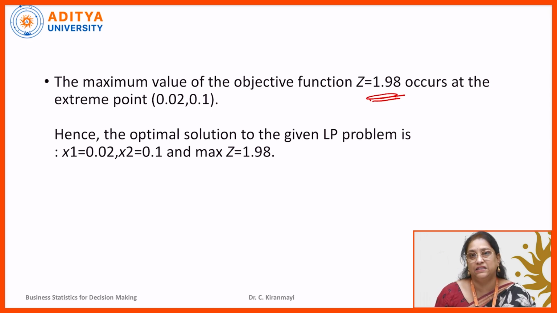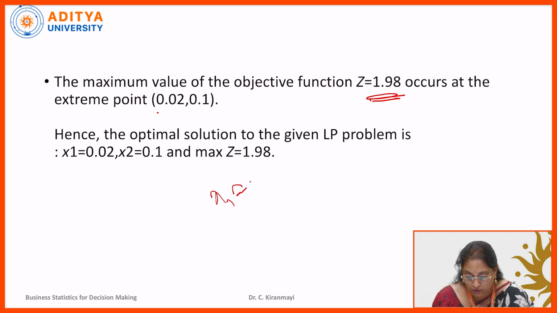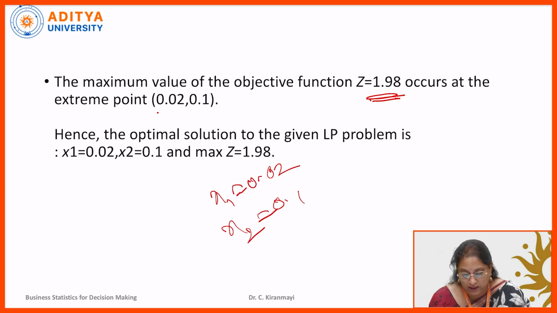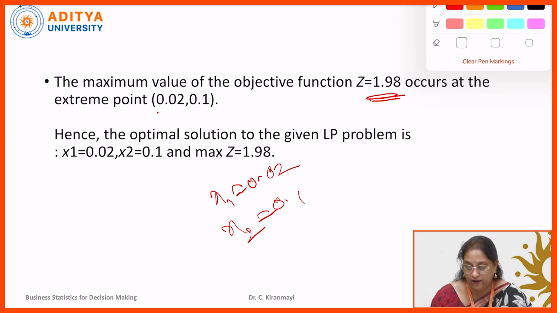When will this be maximum? If the manufacturer produces 0.02, which is the value of x1, and 0.1, which is the value of x2. So, hence the optimal solution to the given LPP is 0.02 and 0.1, and the maximum value of Z is 1.98. So, this is how we can solve a linear programming problem using the graphical method.